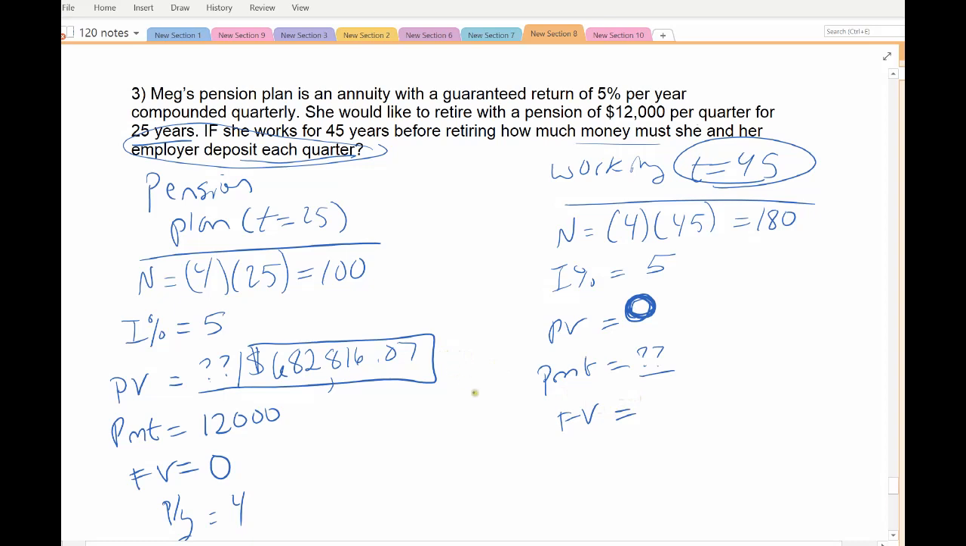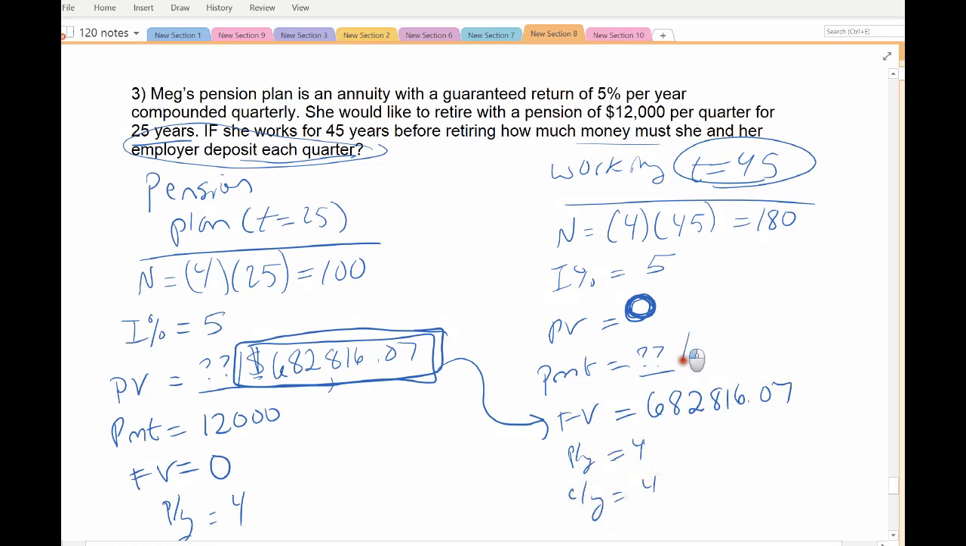The future value, well, that's the goal. The goal is to have this amount in your pension when you retire. And so that present value amount, which would have been negative on the calculator, goes into the future value amount in your working years. So you're basically moving it from present value to future value. When you do that, make it positive. And the compounding period and payment period is still quarterly, so those still are 4s. And this is what we're solving for.